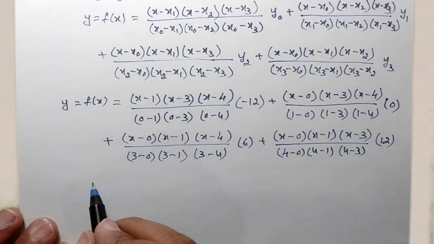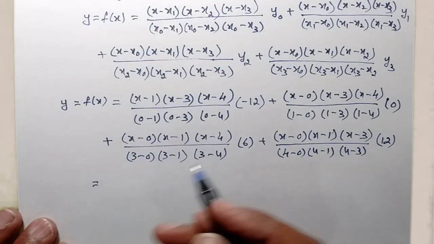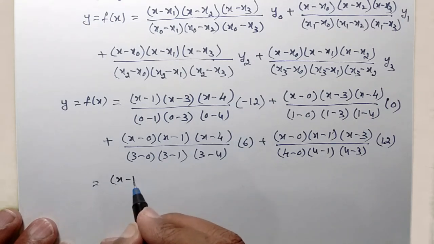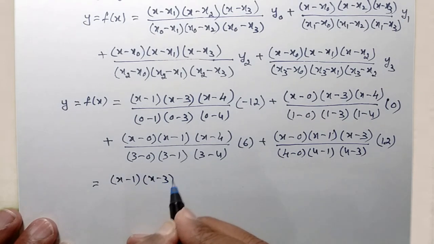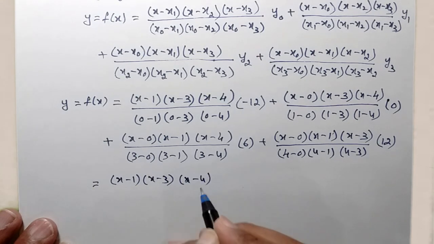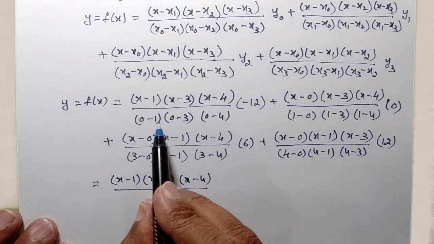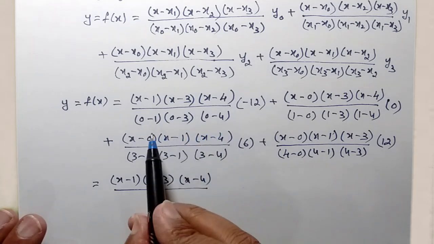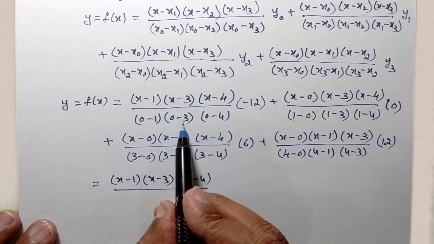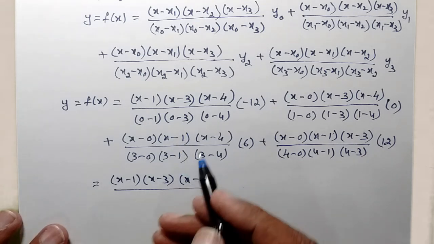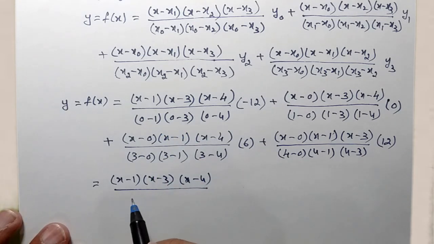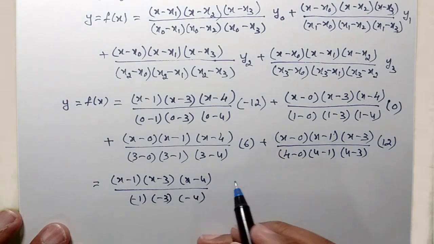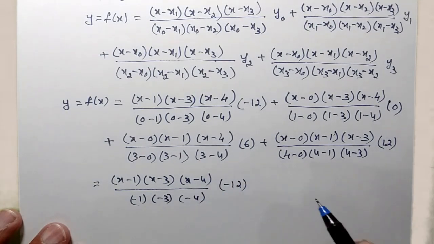Now let us simplify this. We get minus 12 there. Let me write it down as it is: x minus 1, x minus 3, x minus 4, whole divided by the denominator, which is minus 1, minus 3, minus 4. You can simplify this: it is better you write minus 1 here, minus 3 over here, and minus 4. And this is minus 12.